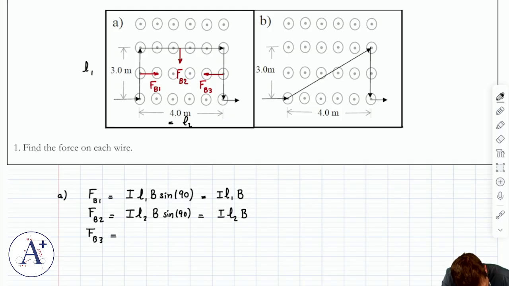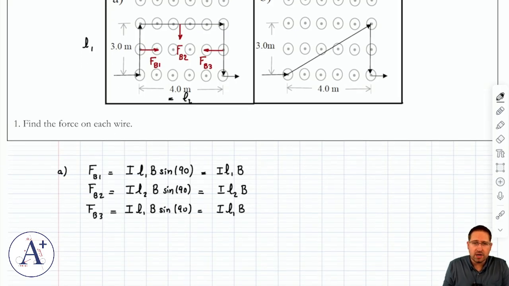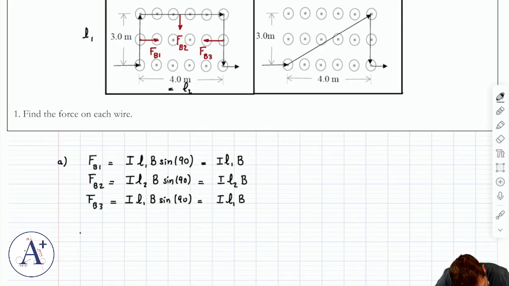FB3 is equal to, well, you know what, I'm just going to do magnitude. I'm not going to worry about signs right now. This is just magnitude. I L1B sine 90. Okay, so that's going to be I L1B. And of course, we have to include direction if we're going to write F net x and F net y, but these are just the magnitudes of these forces. F net x is going to be I L1B minus I L1B, so that's 0 Newton.